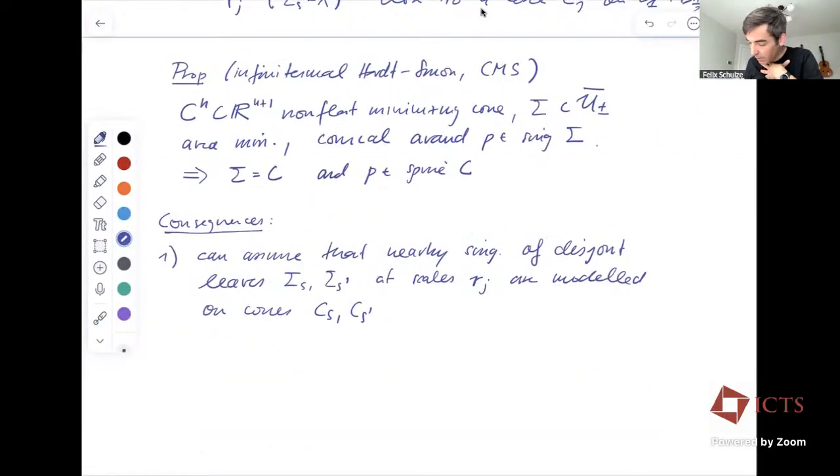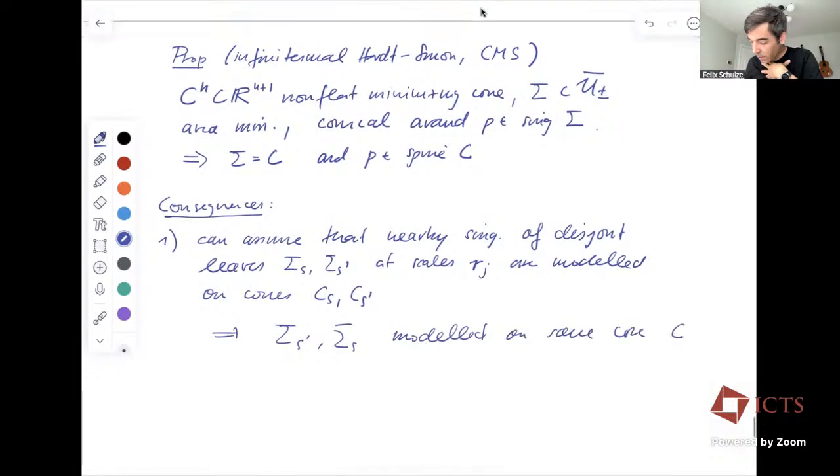This means that actually sigma s prime and sigma s are modeled on the same cone C. Okay, now this is the first thing. The second thing, so this is part of this first statement here. This is sort of the consequence of this here.